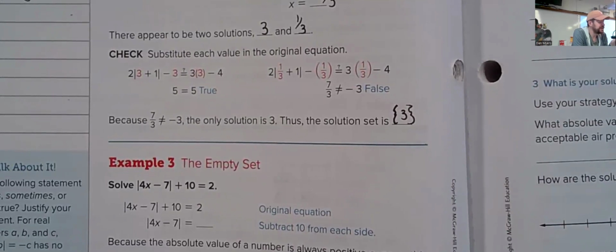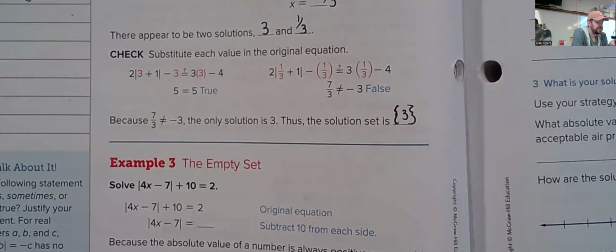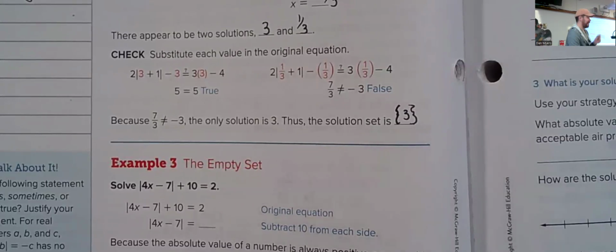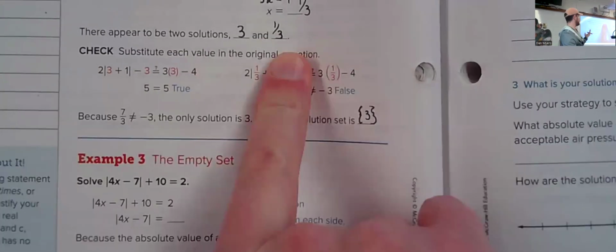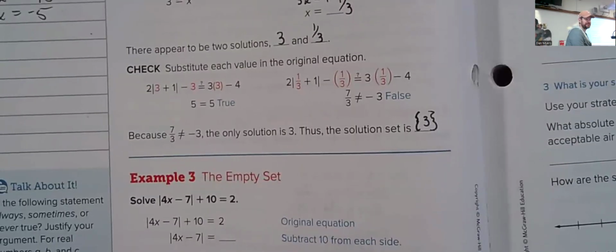So this will be the trickiest thing that you'll run into. You have to check your solutions, because you probably assume that, hey, I got them both solved for, they're both fine. Checking your solutions with absolute value is really important.